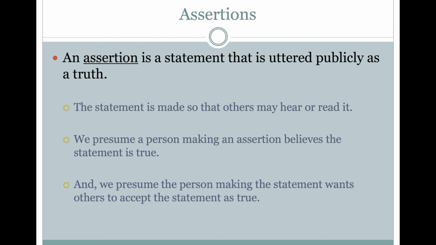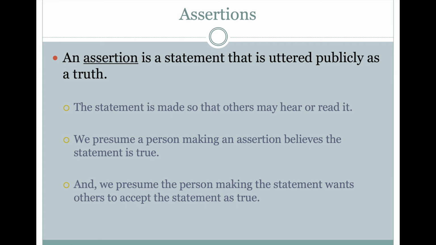So next, let's think about this idea of assertions. An assertion is simply a statement that is uttered publicly as a truth. So the statement is made, written, or spoken, right? So that others may hear or read it. That's what we mean by uttered publicly. So an assertion is a statement that's uttered publicly as a truth.